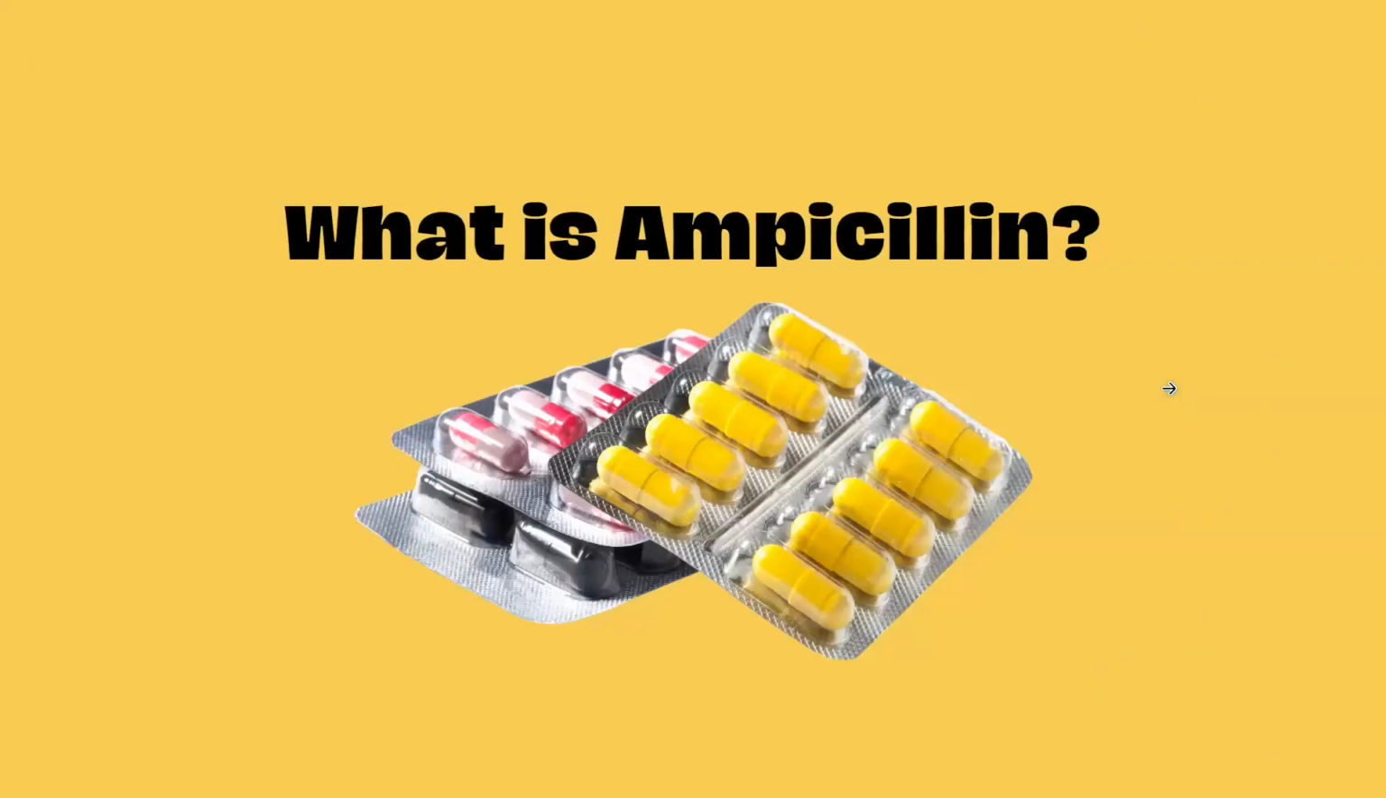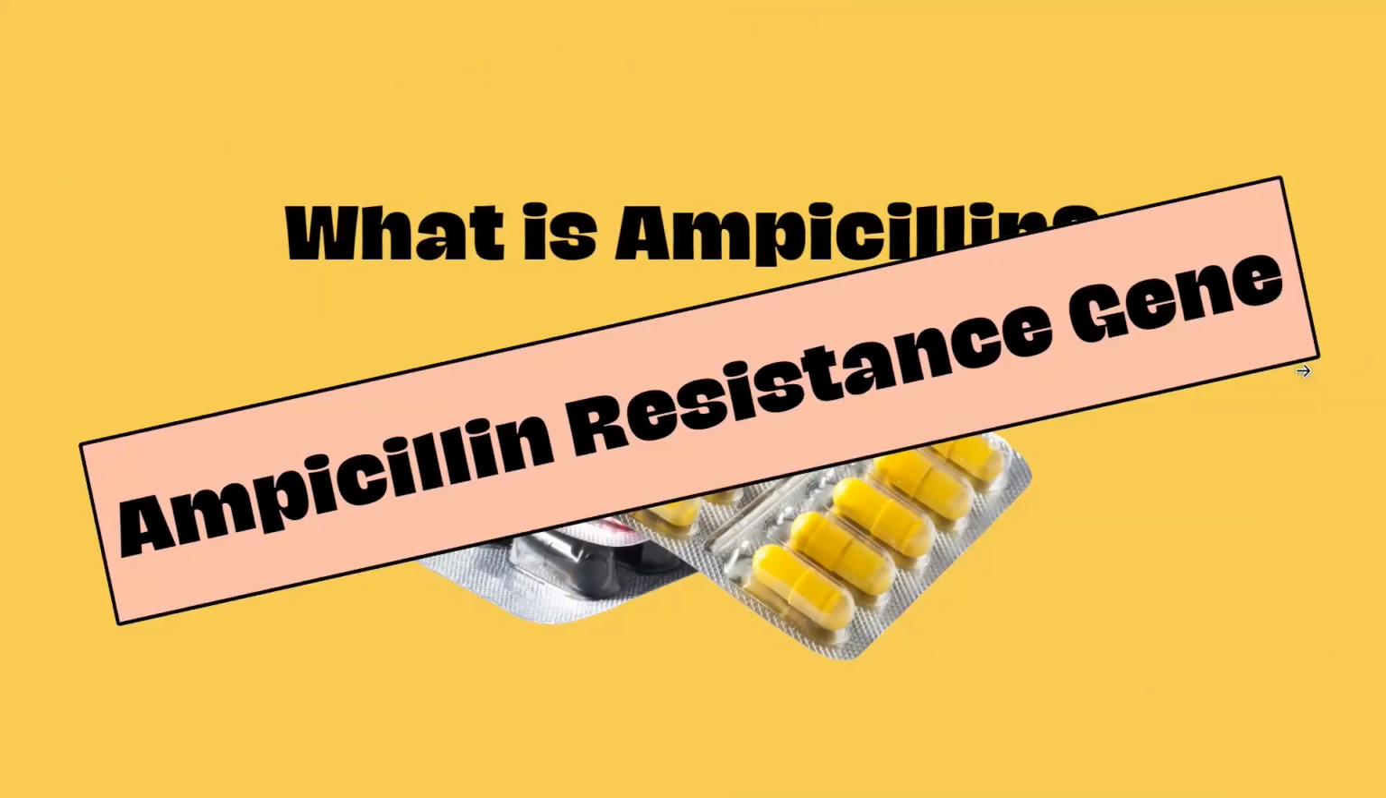Let's talk about what ampicillin is. Ampicillin is an antibiotic in the penicillin group, working by eliminating or inhibiting the growth of bacteria, and is commonly used in laboratory research and clinical settings to treat bacterial infections. However, in today's world, most bacteria can resist the antibiotic due to the ampicillin resistance gene. The ampicillin resistance gene encodes a protein that provides resistance to the antibiotic ampicillin. So we want to clone this gene.